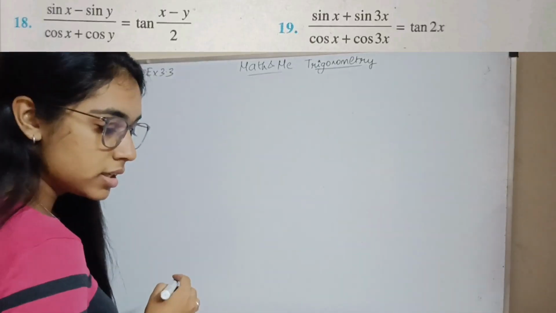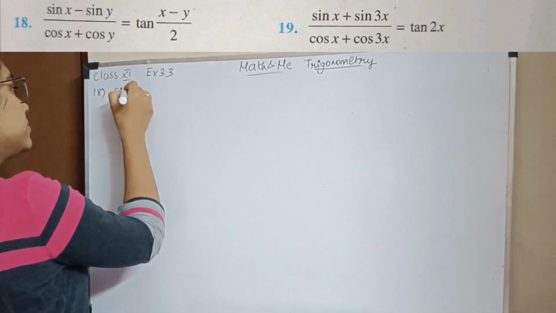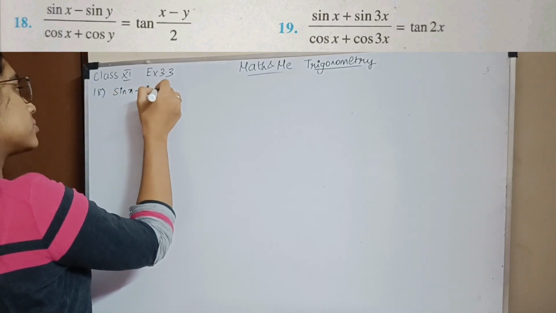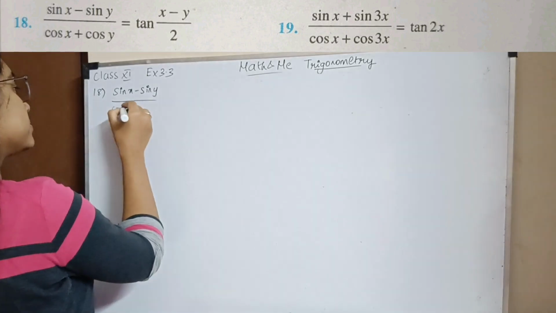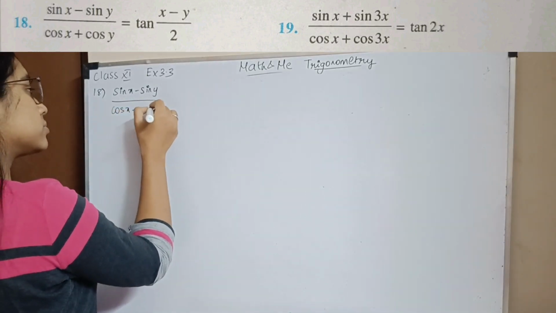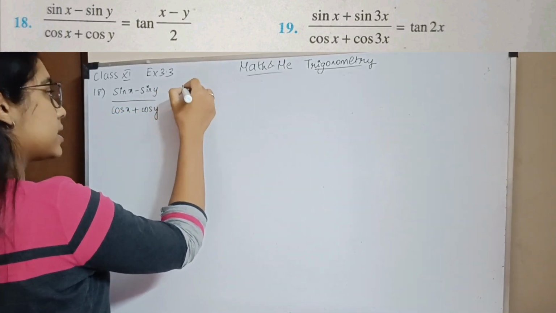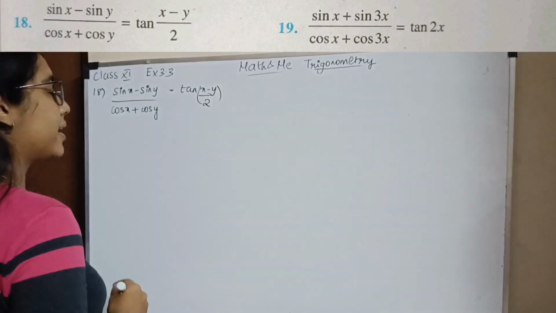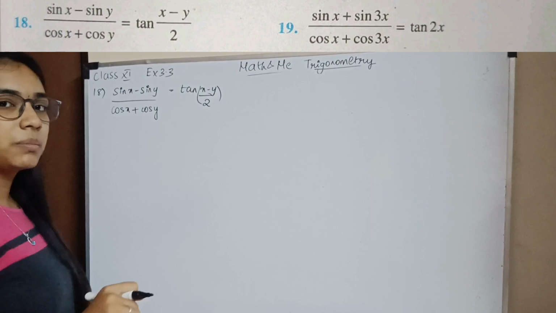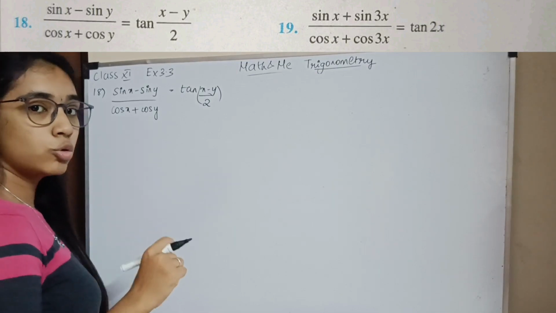Question number 18. (sin x minus sin y) divided by (cos x plus cos y) equals tan of (x minus y) by 2. Okay, this is the whole angle. So, I have sin A minus sin B. Sin A minus sin B will be 2 cos sin.